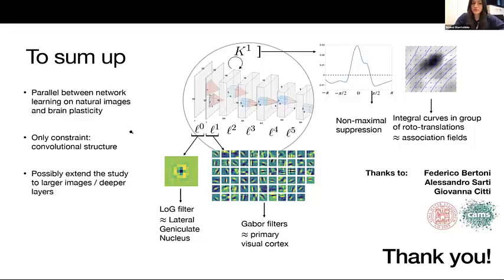And of course, this is a first study, so there's a lot of room for improvement and extensions to, for instance, larger images to study a less local behavior, and also other analogies between deeper layers of the networks and higher, more complex areas of the cortex.